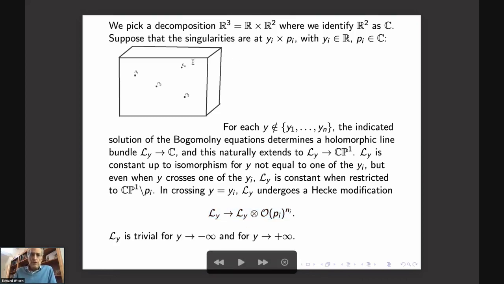Now, since I took the sum of the charges to be 0, L_y is trivial at either end, y goes to minus infinity or plus infinity. So this solution of the Bogomolny equation describes a sequence of Hecke modifications that starts and ends at the trivial line bundle. So that's the Abelian version of what we want as the space M that we will use for the Jones polynomial and Khovanov homology.